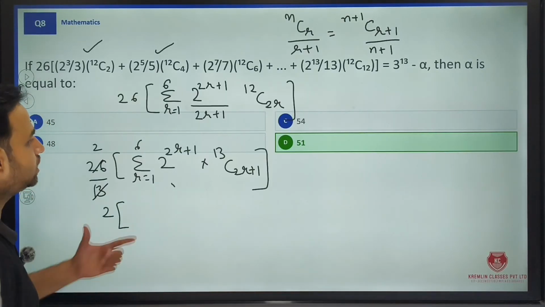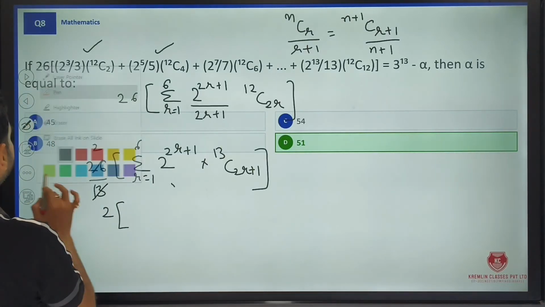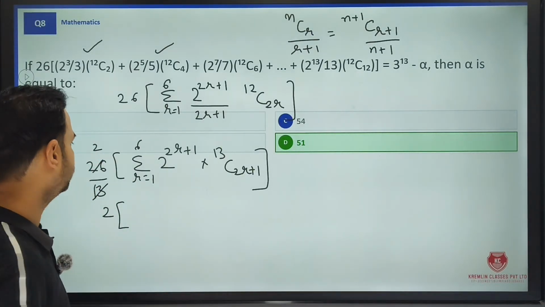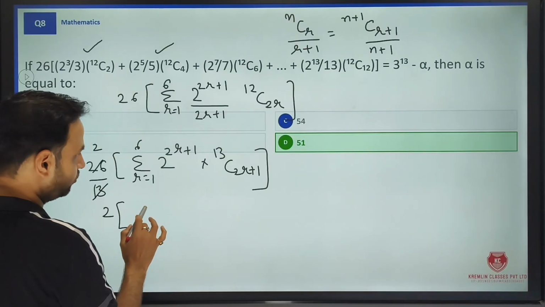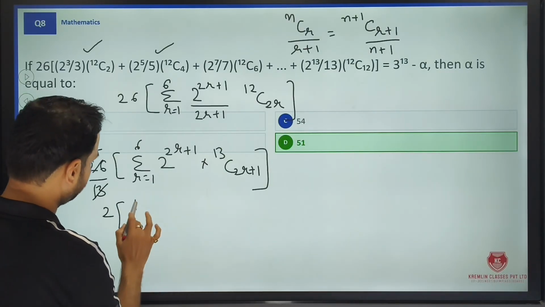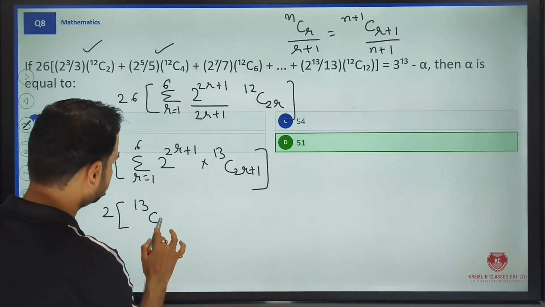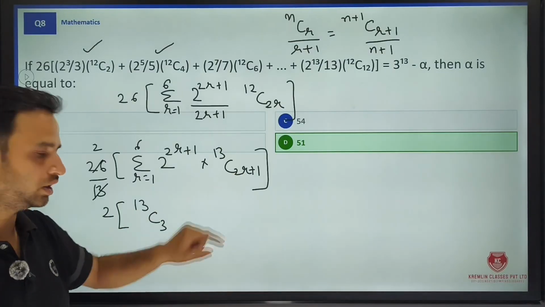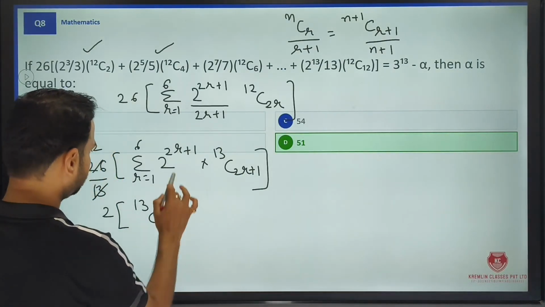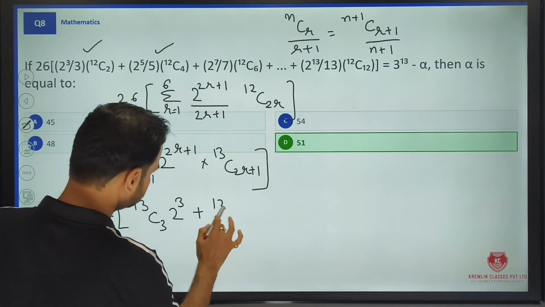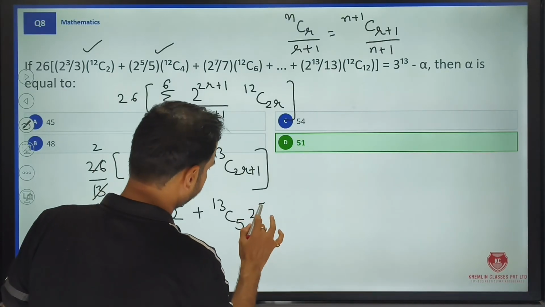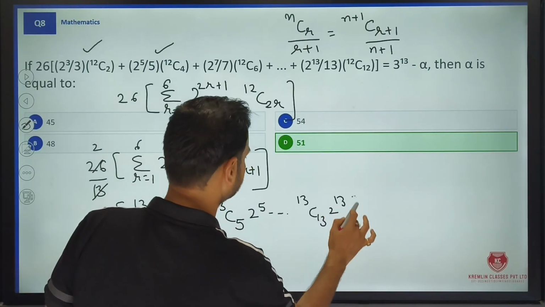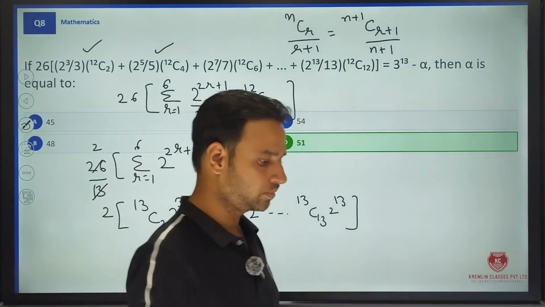So when we expand it again, we can find easily that the terms are like this. We have to solve by a very cool mind, otherwise we will get into the trap and we will get the wrong answer. When we expand it, it is coming out to be 13C3 when we put r equal to 1, 2 to the power 3, 13C5, 2 to the power 5, up to 13C13, 2 to the power 13. We have to find the sum of this.